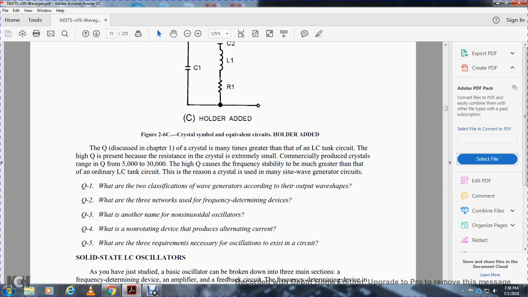The merit, or Q, of the crystal is many times greater than that of an LC tank circuit. The Q is higher because the resistance of the crystal is extremely small. Commercially produced crystals have a Q in the range of 5,000 to 30,000. With this high Q, the frequency stability is much greater than that of the ordinary LC tank circuit, so the crystal is used in many sine wave generator circuits.